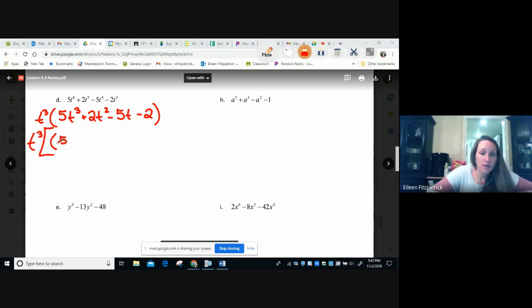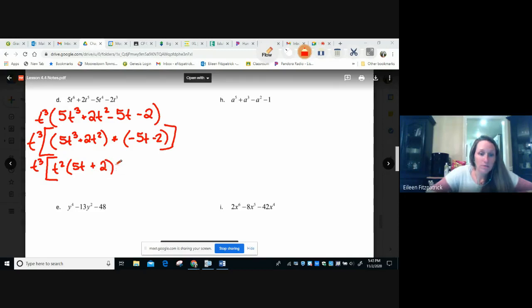So you're going to put parentheses around the first 2 terms, 5t cubed plus 2t squared. And then you're going to put parentheses around the last 2 terms, which is negative 5t minus 2. All right, so then ask yourself, what is the GCF for the first 2 terms? There's a t squared in common, so that gets pulled out, t squared. And what's left over, when you divide this by t squared, you're left with 5t. When you divide this term by t squared, you're left with a 2.